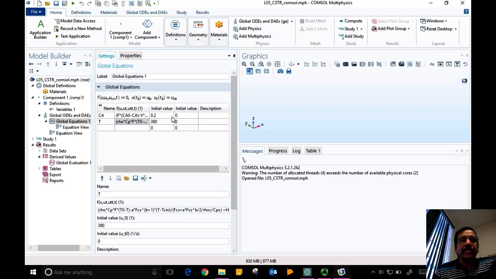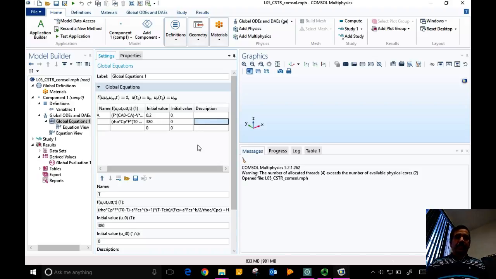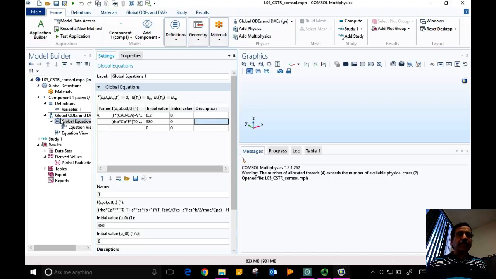Okay, and then the initial guesses, and you can put any description you want here: mass balance, energy balance, or whatever. We didn't put anything here. And that's it. So in COMSOL, if you recall, when you're starting this up, you need to identify this problem as 0 dimension. That tells it that it's an algebraic equation or an ordinary differential equation of the initial value type. Currently, it is an algebraic equation.